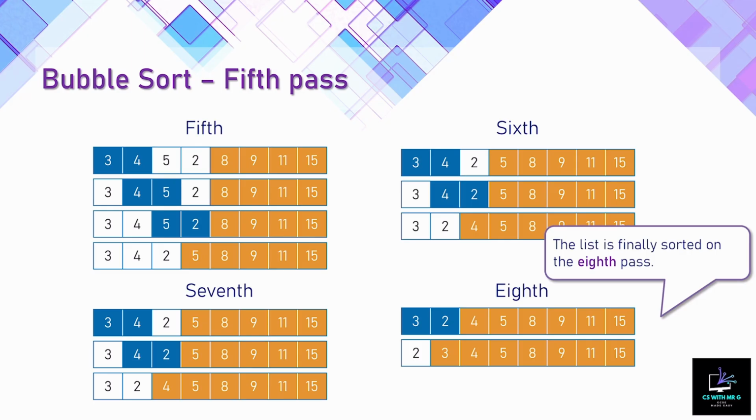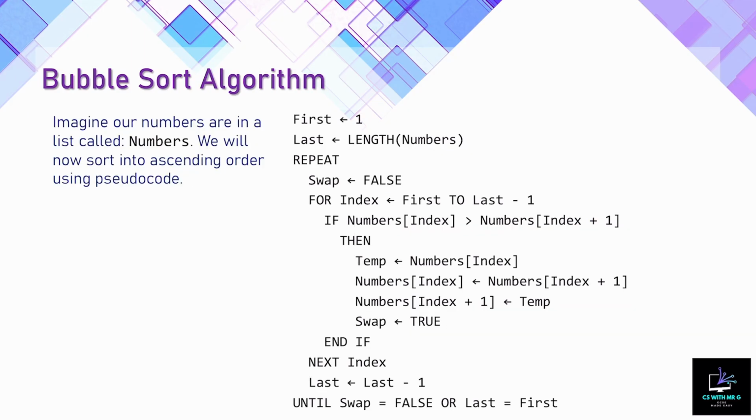All we need to do now is apply our pseudocode knowledge and understand how we write this using pseudocode. So a couple of things I've done here is I've created 2 variables which indicate the first and last positions of the array. So here I've got first set to 1, which is simple because we're going to start in the first position, and last I'm going to set to the length of the numbers, and I'll come back to this shortly.